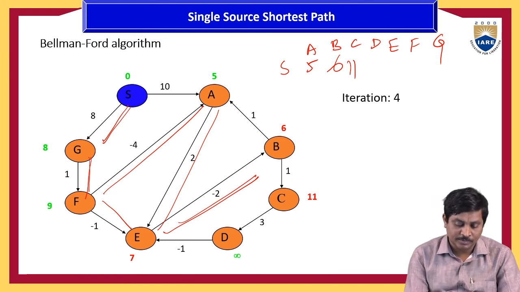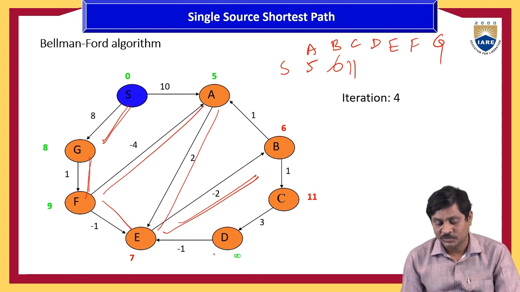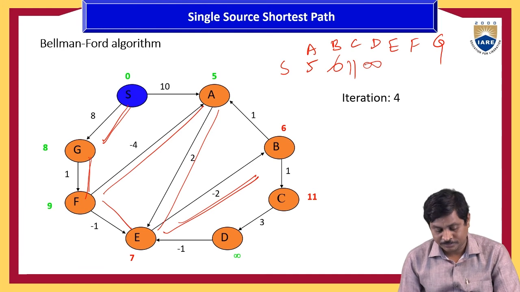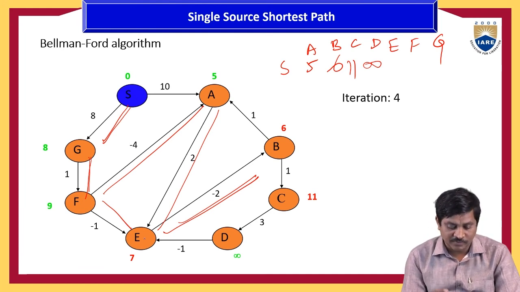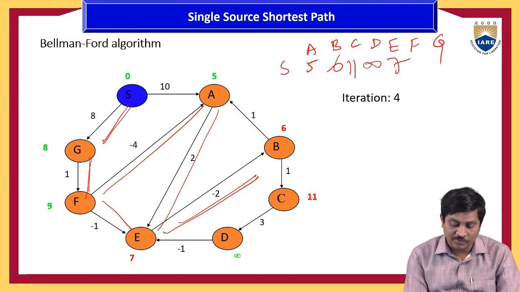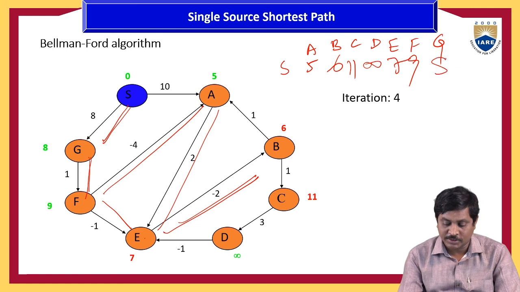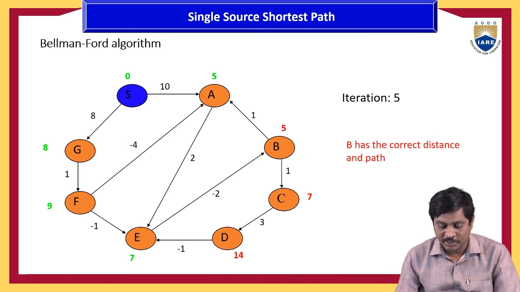Next S to D. Even though we consider 3 mediator nodes, it is not easy to find this D value. So this one is infinity. Next S to E: S to G, G to F, F to E. That value is 7. Next S to F. That value is 9. S to G value is 8. So here we consider 3 mediator nodes. Next we consider 4 mediator nodes.